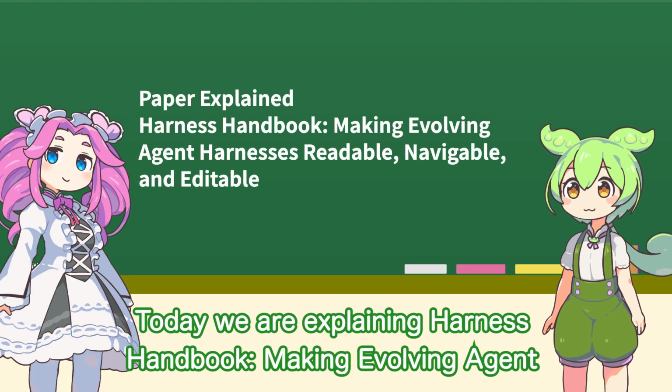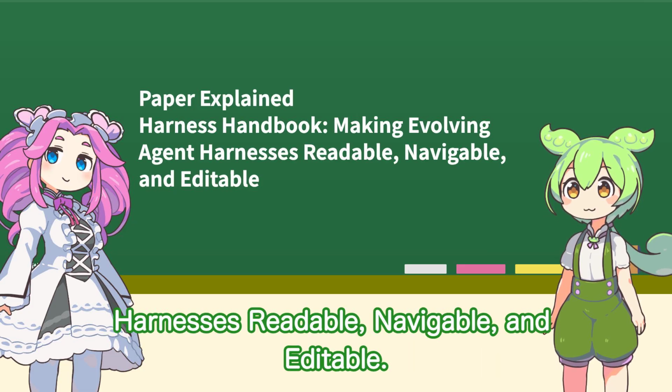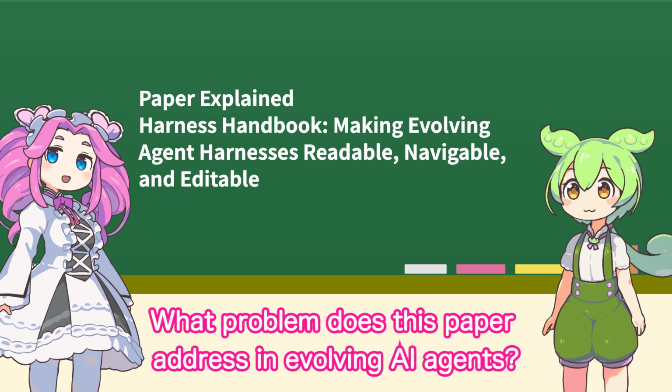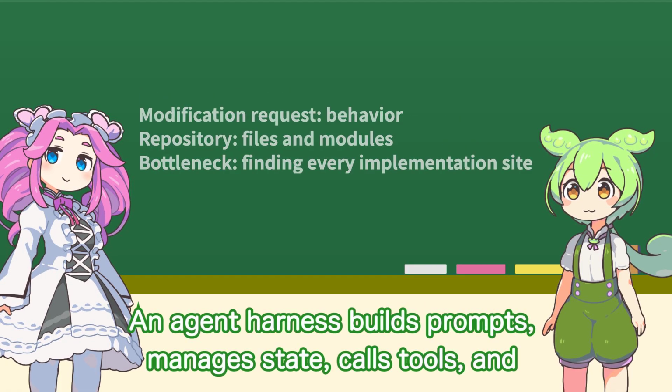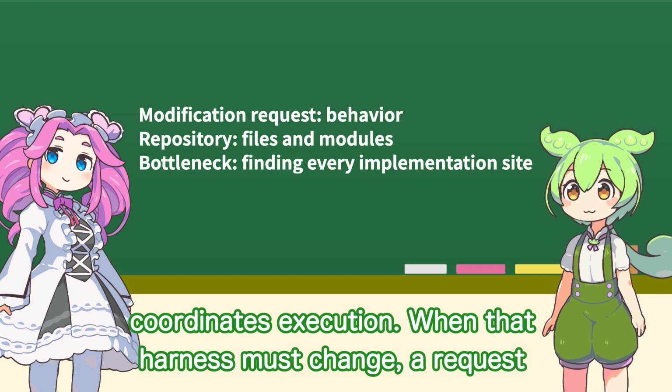Today we are explaining Harness Handbook, making evolving agent harnesses readable, navigable, and editable. What problem does this paper address in evolving AI agents? An agent harness builds prompts, manages state, calls tools, and coordinates execution.